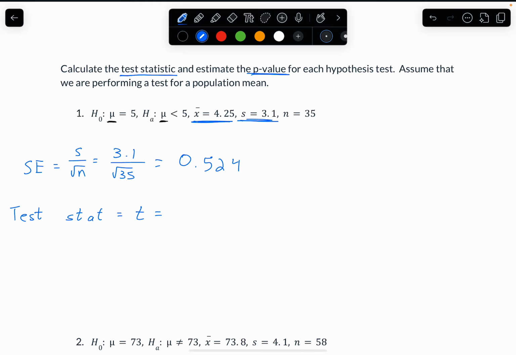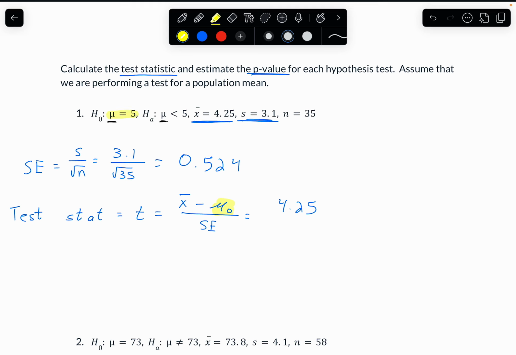In this case, the way that I calculate it, I want x bar, my sample mean, minus mu naught, which is the number from my null and alternative hypothesis, divided by my standard error. So we'll start with the easy stuff first. X bar was provided to us right here as 4.25. Next, we have to find mu naught. This is the number that we talk about in our null and alternative hypothesis. So you have to have your null and alternative hypotheses set up before we can calculate the test statistic.